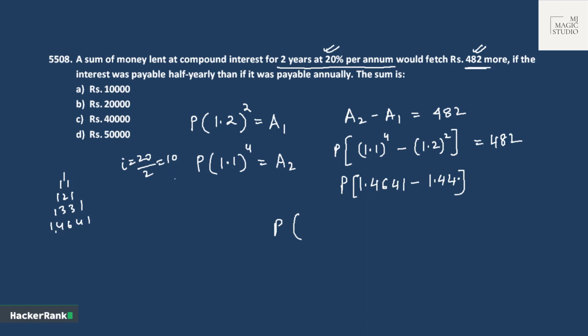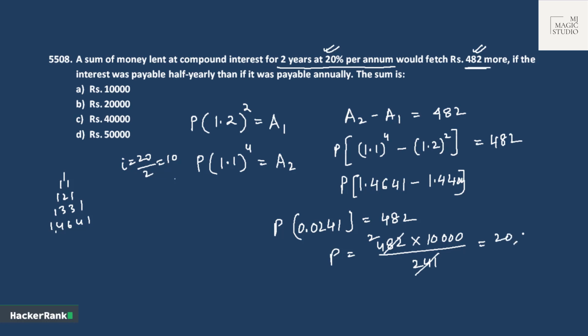So P into 0.0241 is 482. So P is 482 into 10 to the power 4 divided by 241. 482 is 241 going 2 times. So that is 20,000. So the sum or the principal we are looking for is 20,000. That is option B. Please mind this, that you don't have a calculator. Don't use a calculator. It might be seen because your exam is proctored. Use the process of solving whatever you know and solve the question.